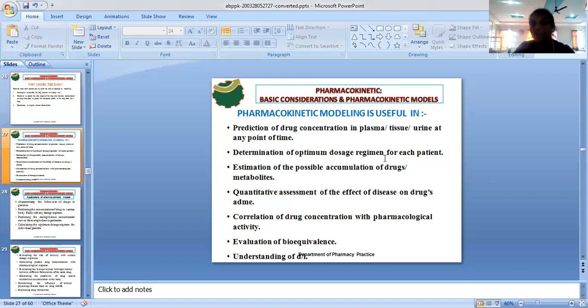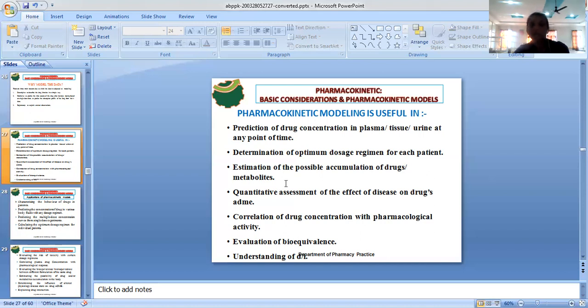And the second is the determination of the optimum dosage regimen for each patient. Depending on the person, drug absorption will vary and distribution will vary. If you predict the drug concentration at a particular point of time, you can design an optimum dosage regimen. Dosage regimen is nothing but the amount of the drug, the dose of the drug, the route you are administering, and the timing; the whole thing can be considered. By considering all these parameters, you need to design one dosage regimen to give optimum therapy to the patient. The determination of the optimum dosage for each patient can be done by using these pharmacokinetic models.